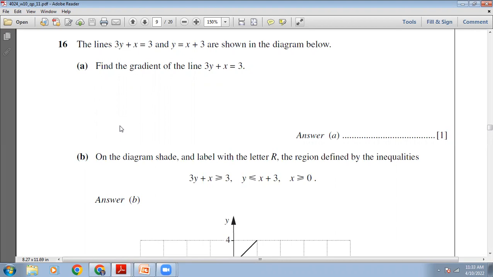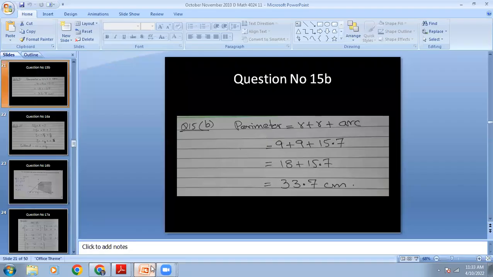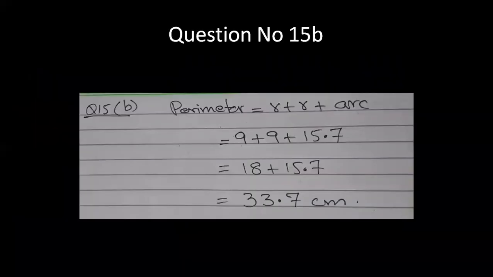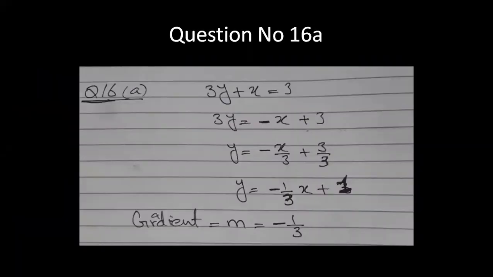The y should be positive, and on the other side, whatever will be the coefficient of the x, that will be the gradient. So let me show you. So this is the line whose gradient we want to find out. It is 3y plus x equals 3. So 3y equals minus x plus 3.